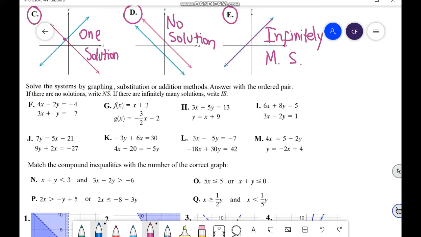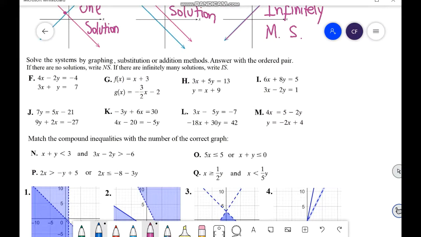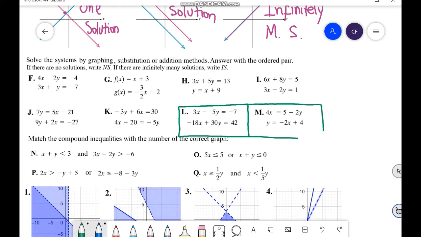Next set is: solve the systems by graphing, substitution, or addition methods. Answer with the ordered pair. If there are no solutions, write NS. If there are infinitely many solutions, write IS. Most of the questions here are going to have at least one solution, so it's going to be an ordered pair. Letter L and letter M are slightly different. It's going to be no solution or infinitely many solutions. Okay?